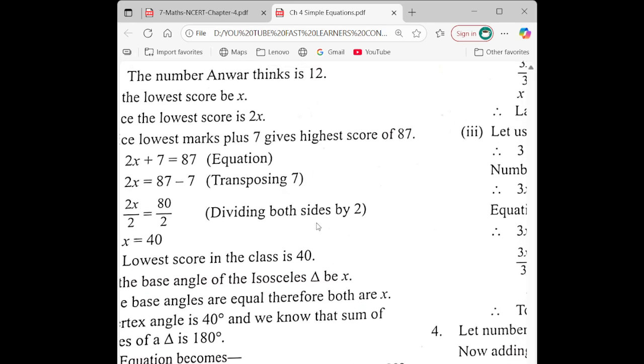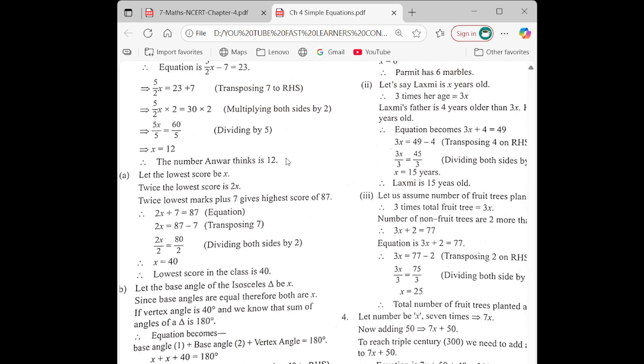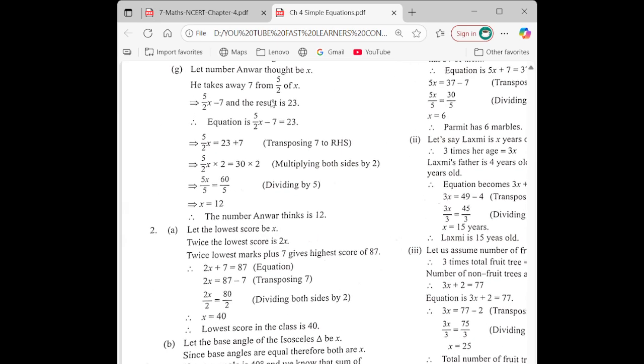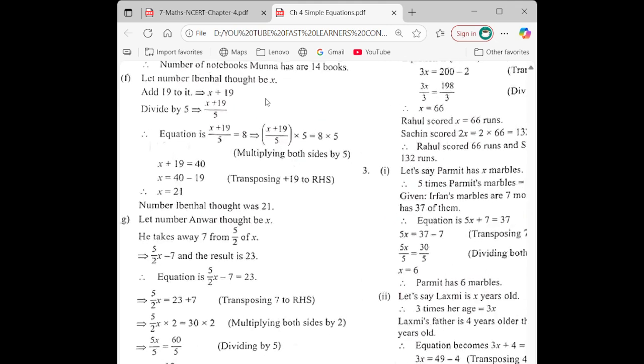So I think there I'll leave it. The whole solution I am putting in the material. I'll give the link in the description, and you can just go through it.